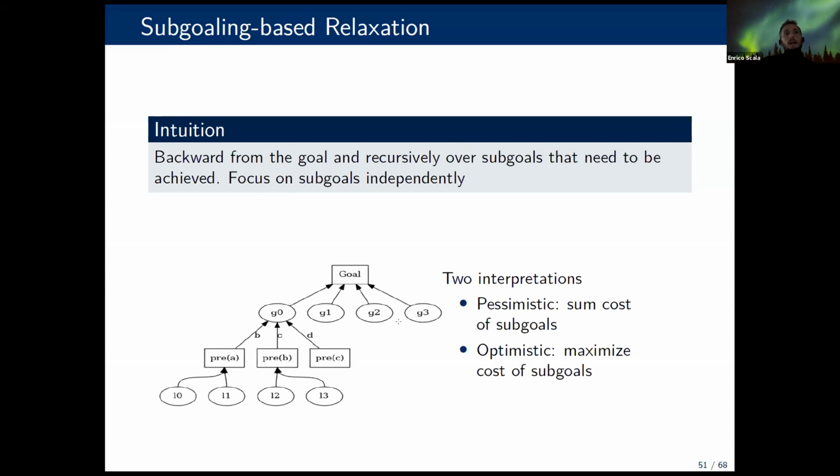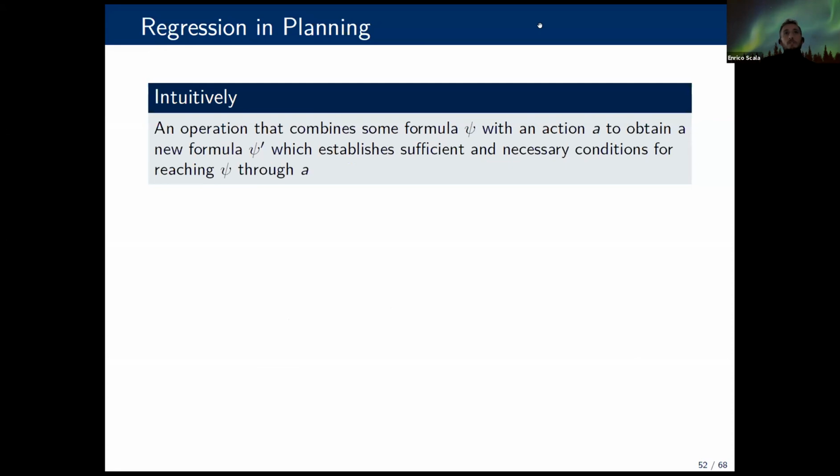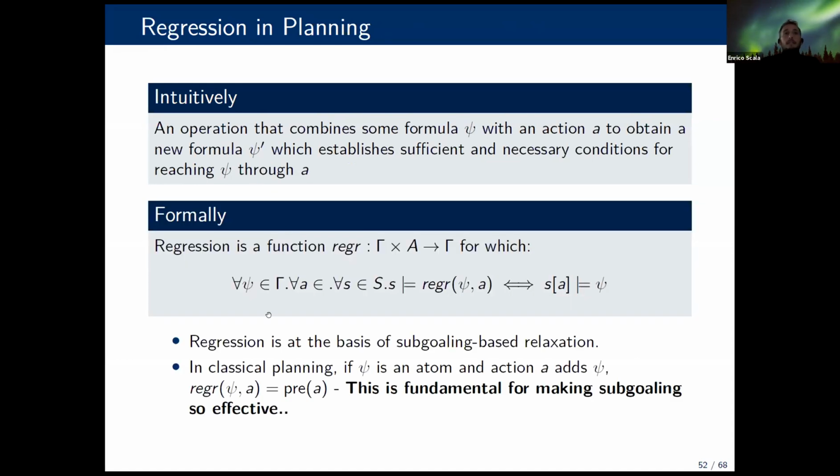This approach, which has been invented for classical planning, is in principle based on the idea of using regression. Regression intuitively is an operation that combines a given formula with an action and generates a new formula that establishes sufficient and necessary conditions for reaching this formula through the action. It can be formally characterized, but the basic idea is to understand what conditions are needed if I apply this action to get a given condition.